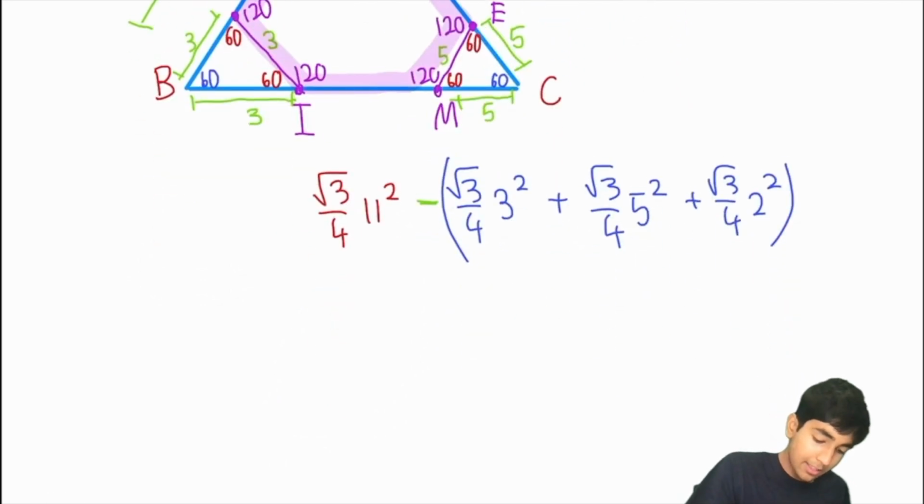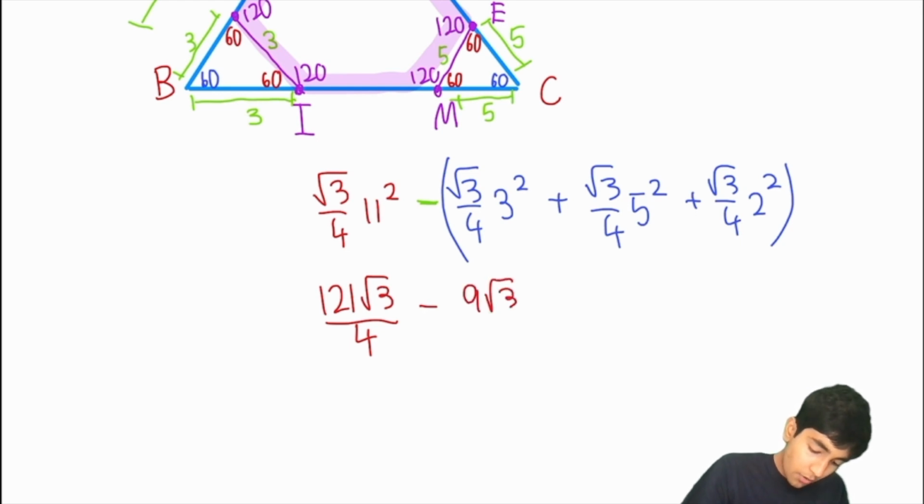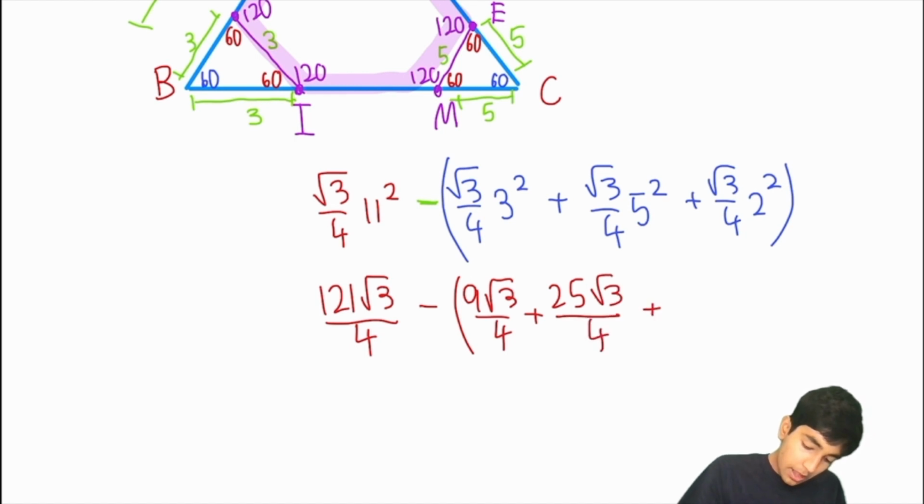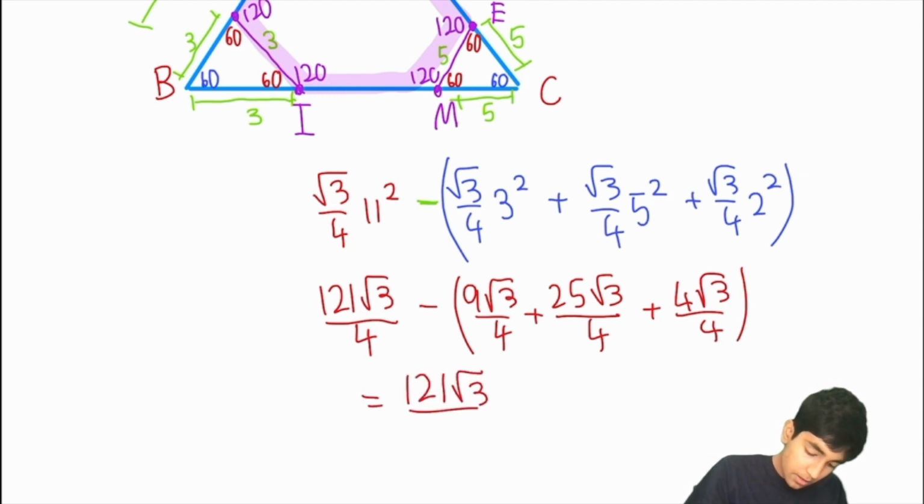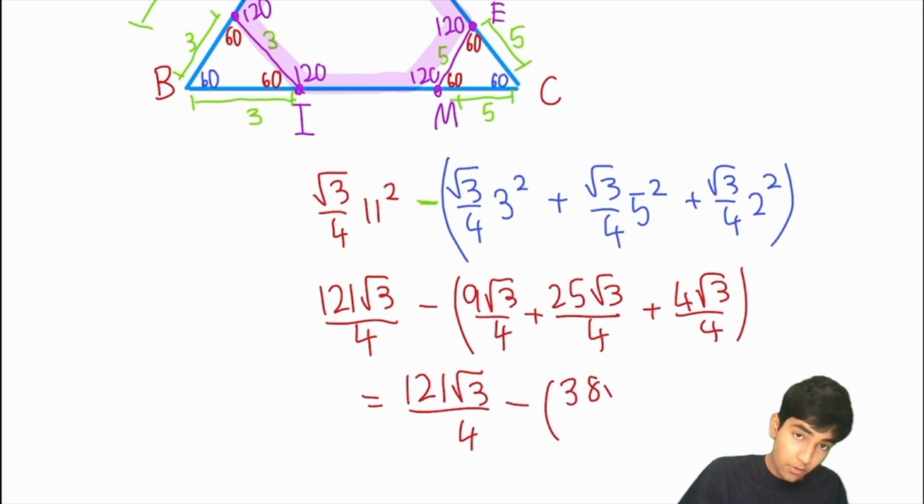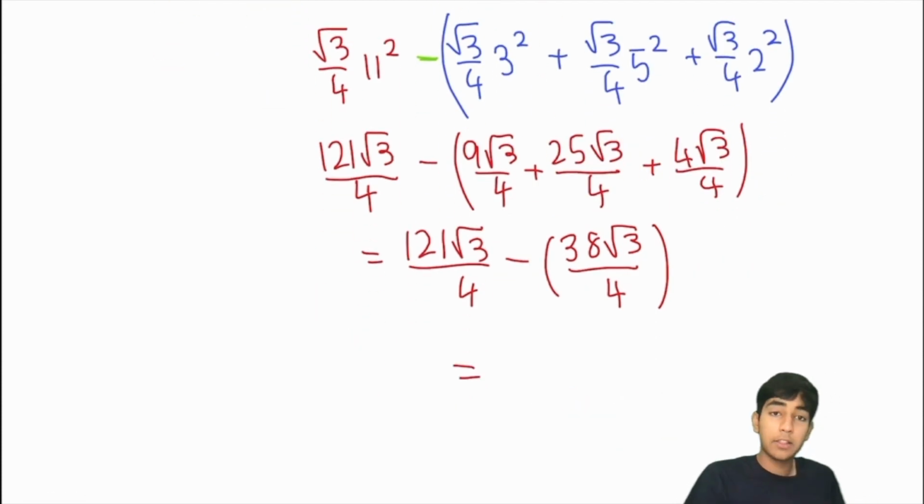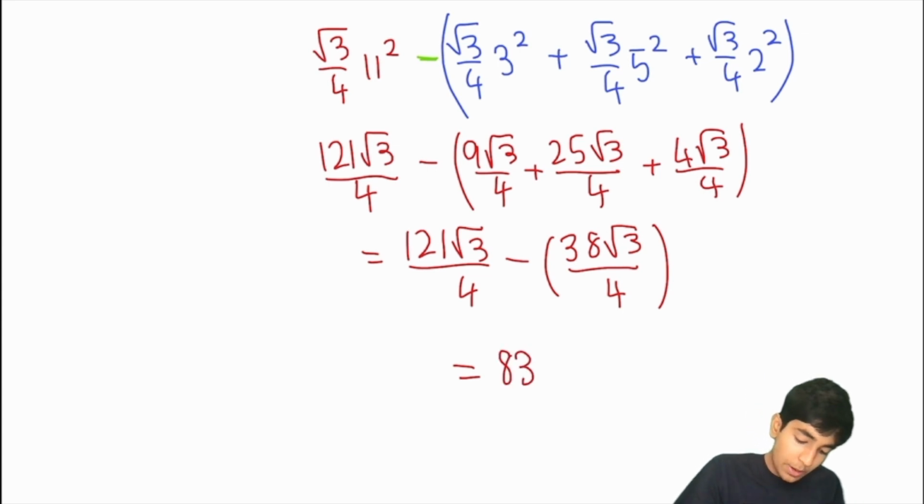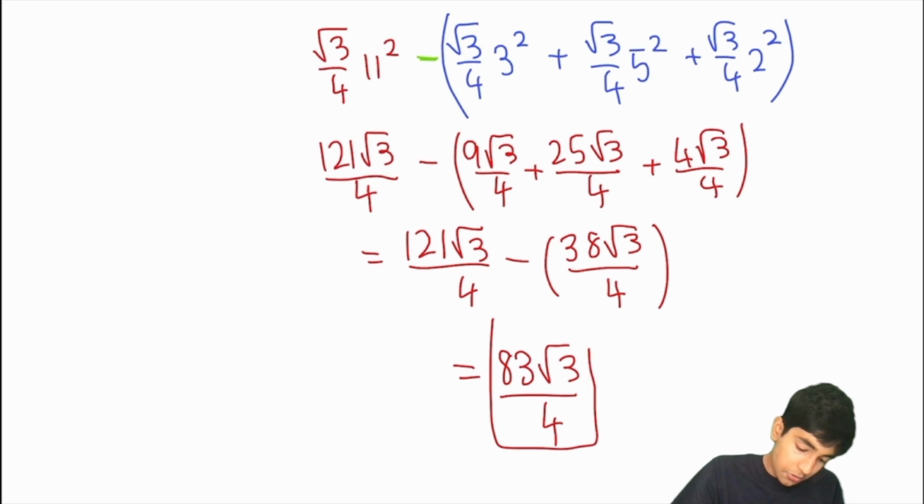Now it's just a little bit of computation. 121 times root 3 over 4 minus 9 root 3 over 4 plus 25 root 3 over 4 plus 4 root 3 over 4, which is minus 9 plus 25 plus 4, that's 38 root 3 over 4. And now this is just 121 minus 38 root 3 over 4. And 121 minus 38 is 121 minus 40, 81, plus 2. So 83 root 3 over 4 is our final answer for this problem.